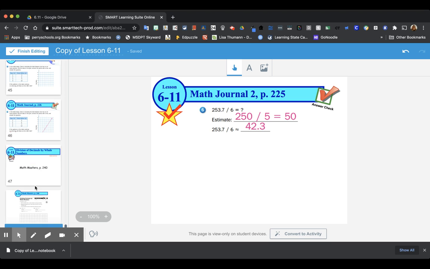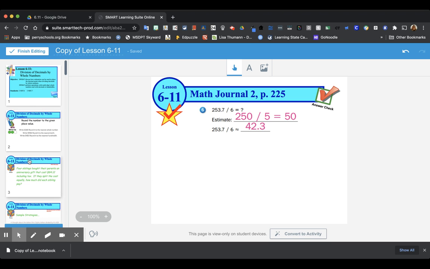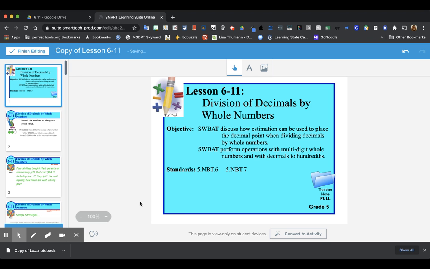That is the end of our lesson. Remember, today our focus was the division of decimals by whole numbers. We were able to use estimation to help us place the decimal point when dividing a whole number. We also were able to perform operations with multi-digit whole numbers and with decimals to the hundredth.